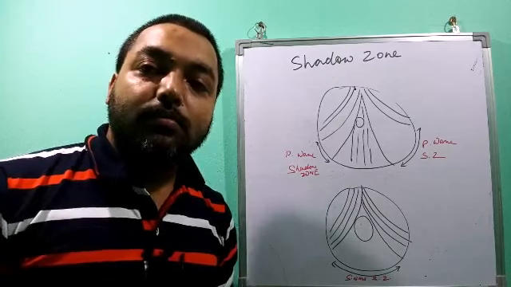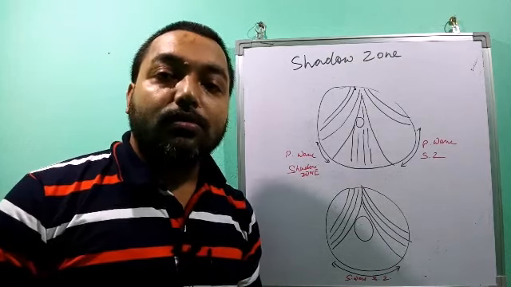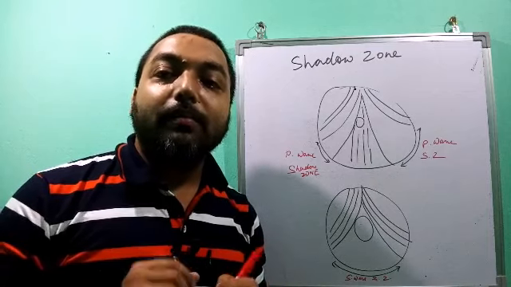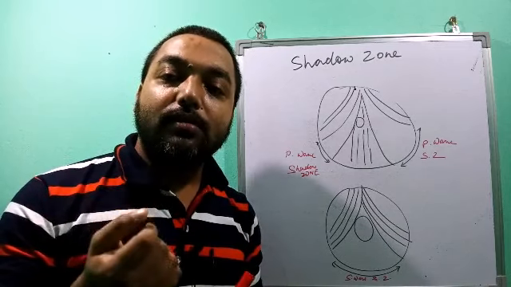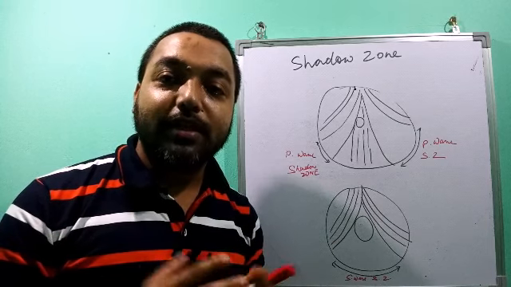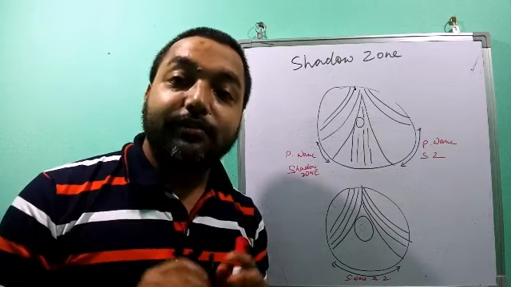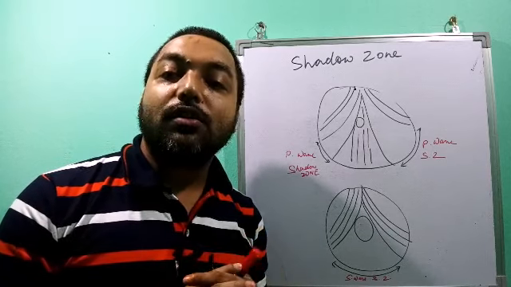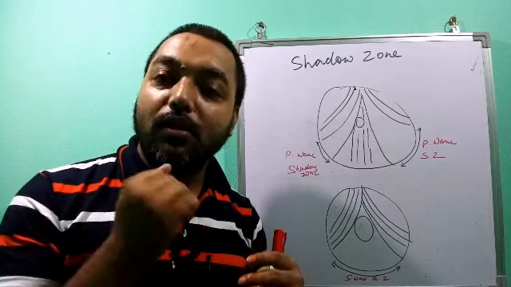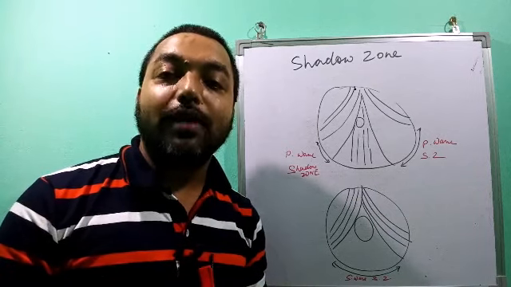So let us discuss the shadow zone of an earthquake. However big an earthquake may be, there will be some regions of the earth where these earthquake waves are not reported, where the shaking of the earth is not felt. This area or region where the shaking is not felt or earthquake waves are not reported is called the shadow zone of an earthquake.